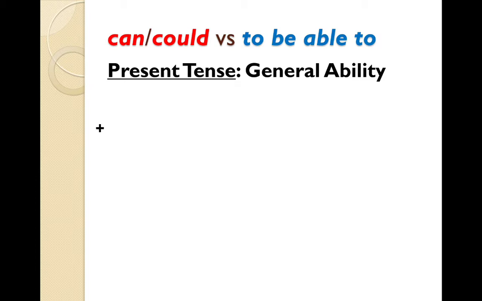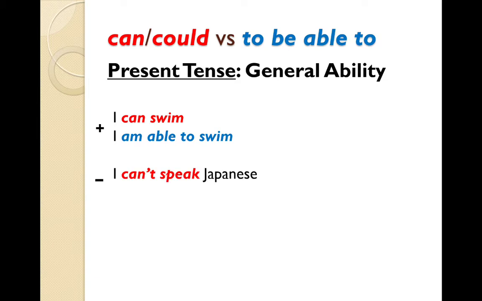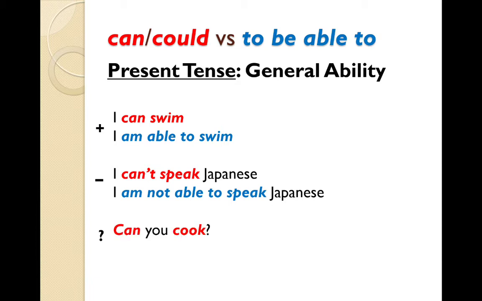So in a positive sentence, I can swim. I'm able to swim. Negative, I can't speak Japanese. I'm not able to speak Japanese. And in the question form, can you cook? Are you able to cook?